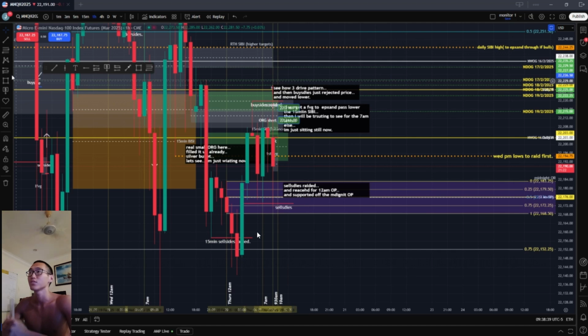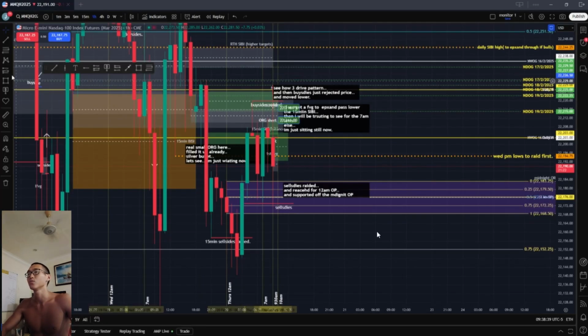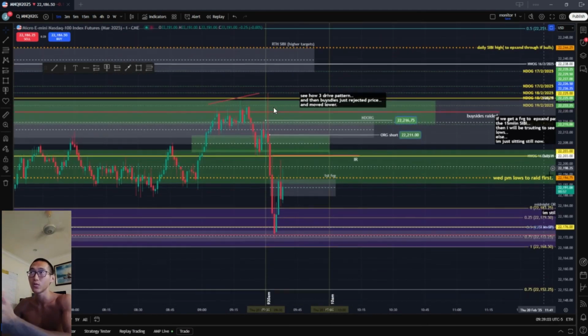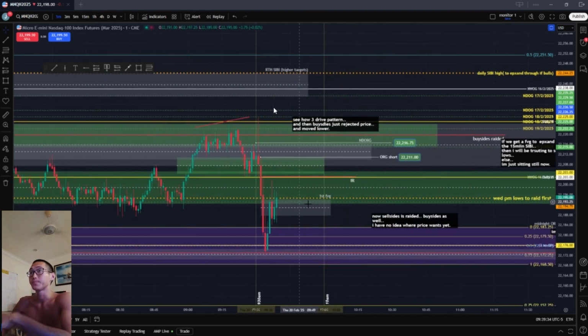Price is so messy. Look at that. But you see, it's supported. It reached for this separation as well. Right here, this separation. You touch it right then, it starts moving higher, but you don't know. As you can see, buy side has been raided already, so we can actually move lower as well, which with hindsight we did move lower.